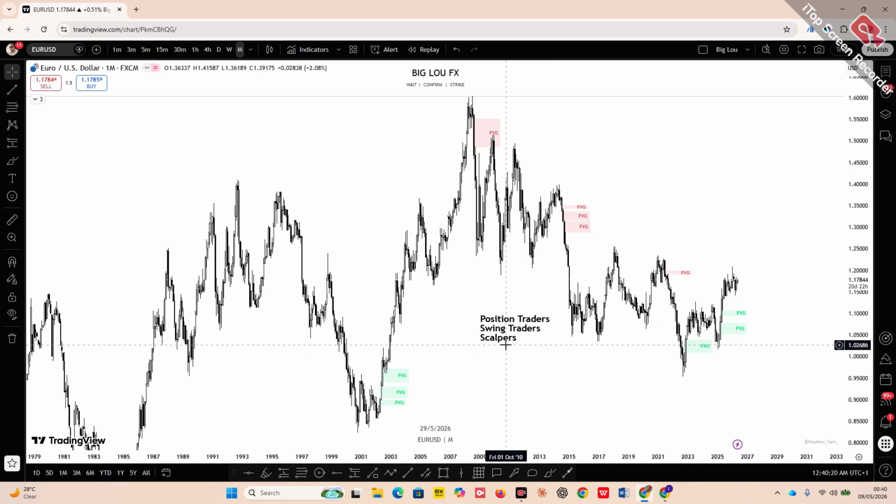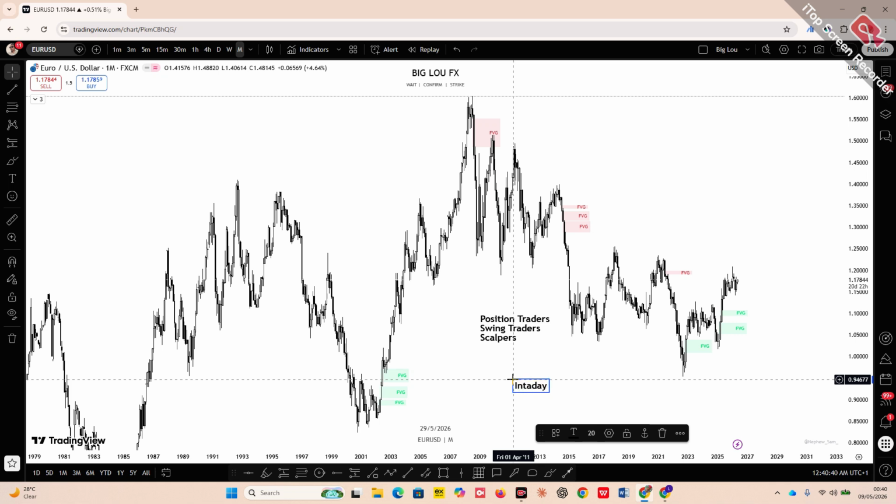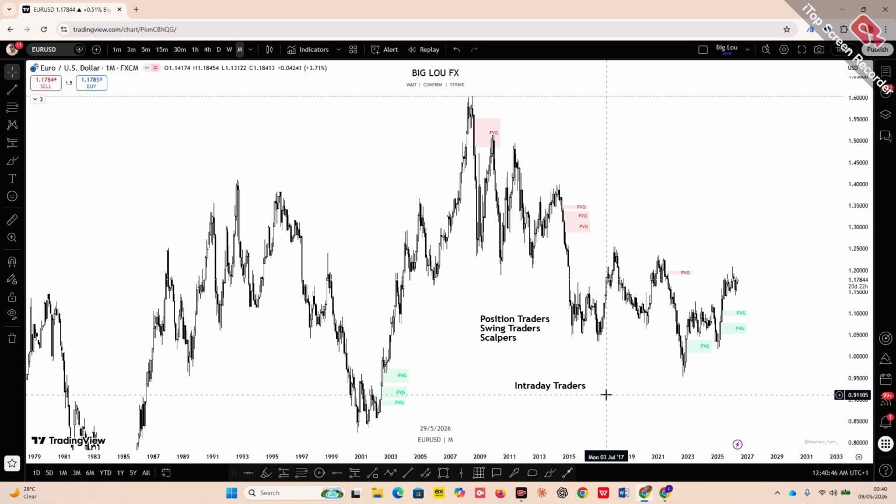Now, scalpers are people that trade on the lower time frame. They get in and get out. When it comes to swing trading and scalping, they both fall under intraday traders: traders that get in and get out of the market within the week. You get in on a Monday, by Friday you should be out of the market. They don't hold trades over the weekend. These are intraday traders. They can hold trades for a day or two.